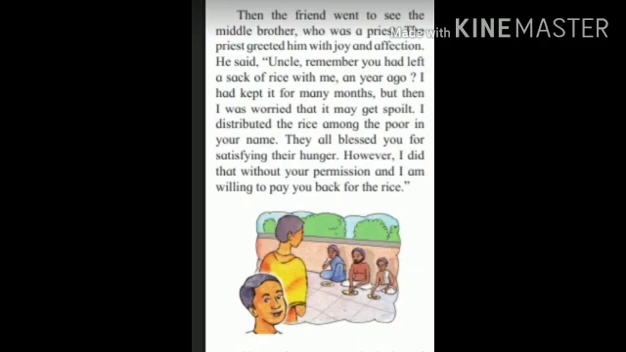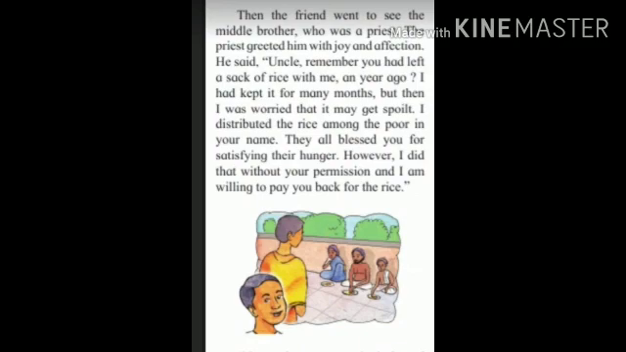So here in these two lines it is mentioned that when the father's friend came to meet the middle brother, the priest welcomed his uncle very nicely and with love. Now what happened further? Let's see, dear students. He said, Uncle, remember you had left a sack of rice with me a year ago. I had kept it for many months, but then I was worried that it may get spoiled.